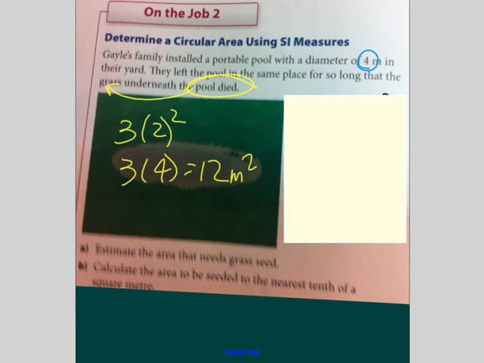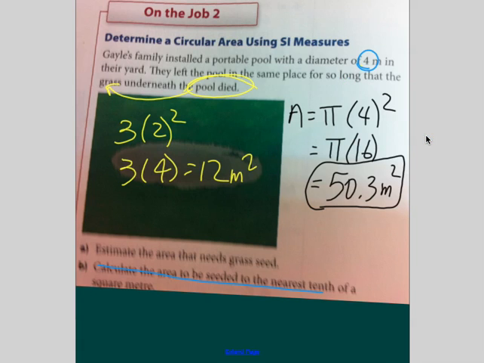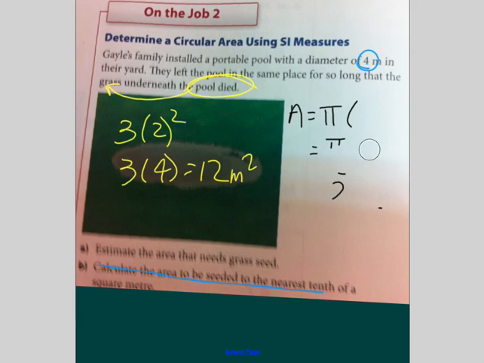All right. Then the second part says, and this is really blurry, calculate the area that needs to be seeded to the nearest tenth of a meter. Well, I've already done that. So let's get that out of there. And pi times 4 squared. Oh, wait a tick. I made a mistake. We've got to fix that. Pi r squared. I used the diameter. So let's quickly fix this. So pi times 2 squared is going to be pi times 4, which is, now to get the exact measurement, we better use our calculator again.